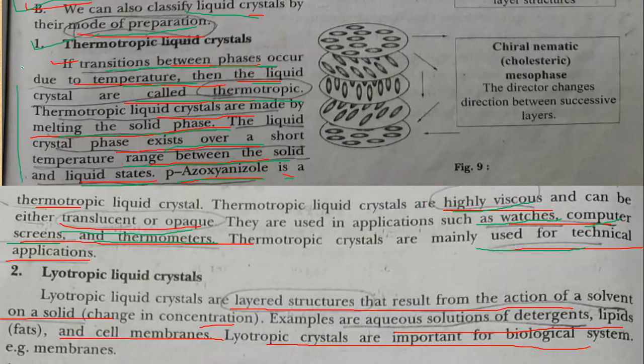In the lyotropic liquids, the layer structure results from the action of solvent on the solid. Examples are aqueous solutions of detergents, lipids, fats, cell membranes, and lyotropic crystals are important for biological systems.